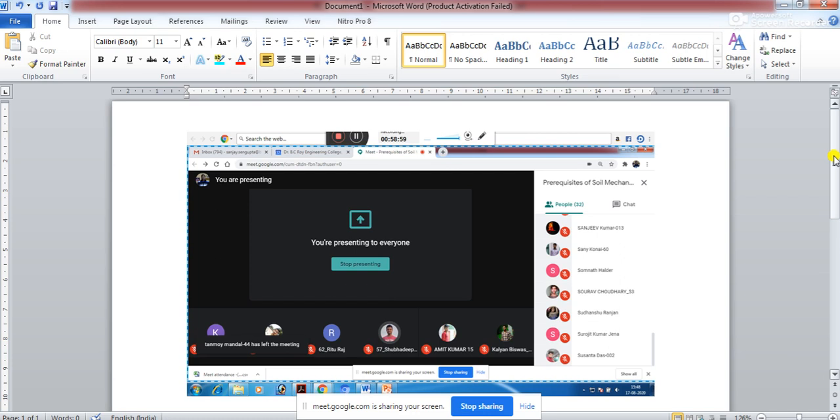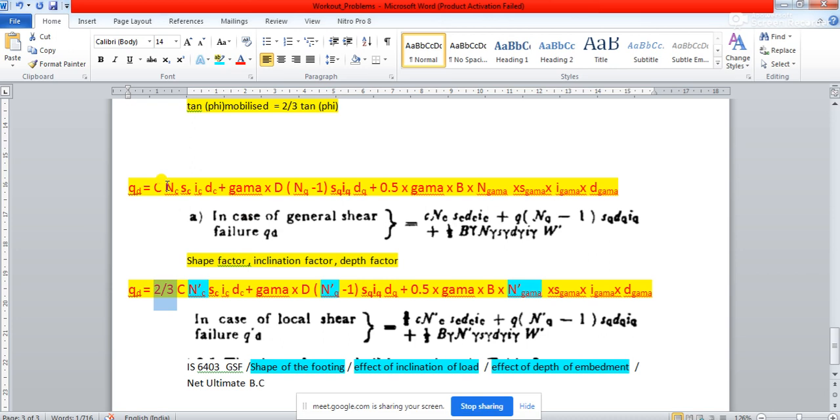Sir, are these two equations general equations for general shear failure and local shear failure? Yes, these two equations, whatever we have got, okay. So this equation is for general shear failure. These are general equations. So you can apply it for any footing, okay.